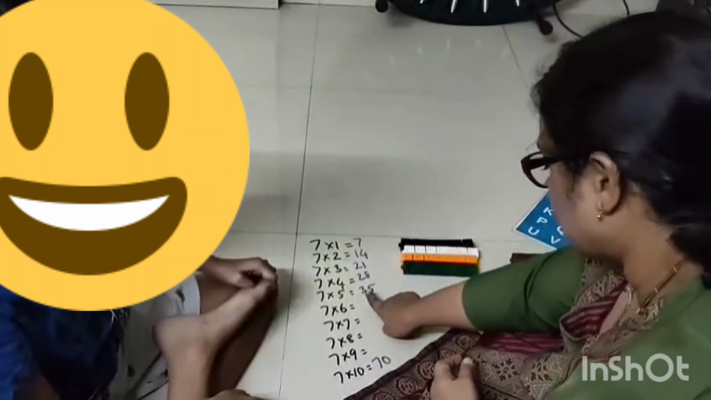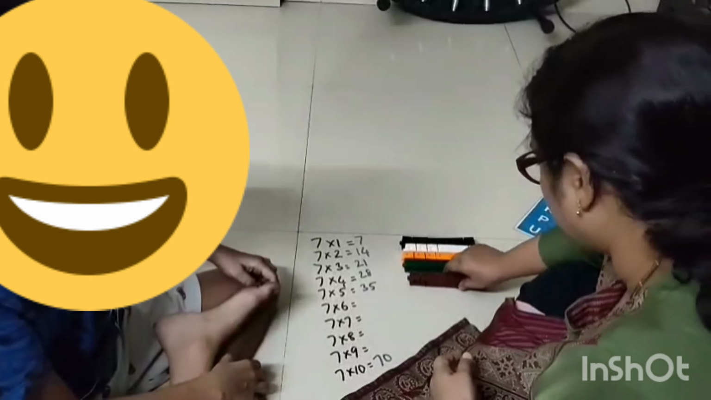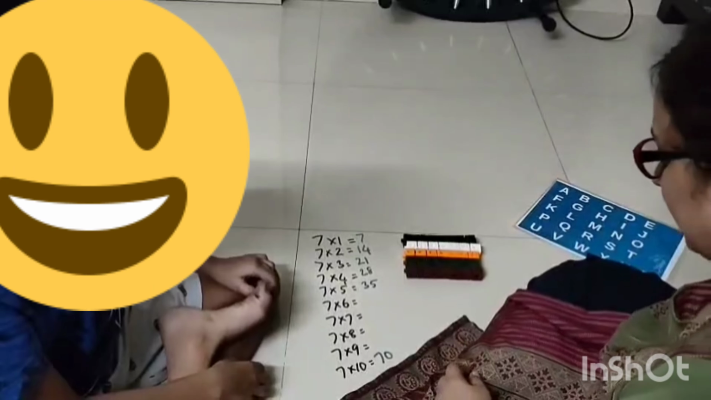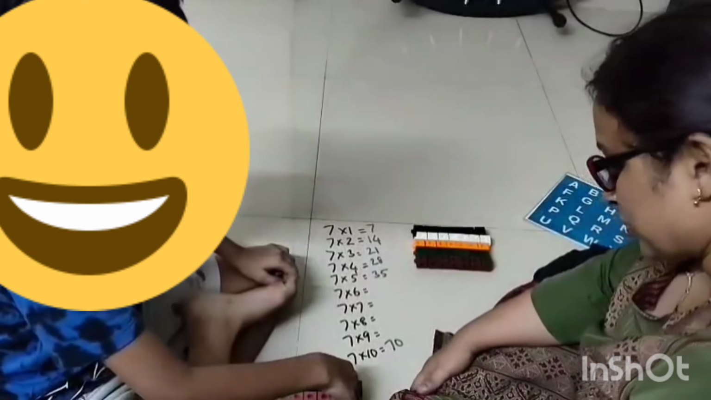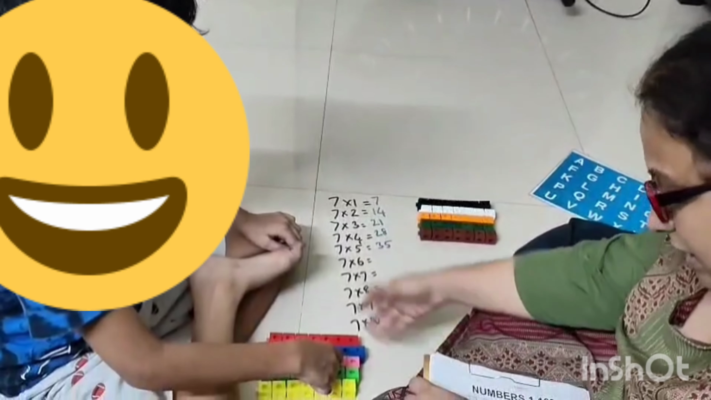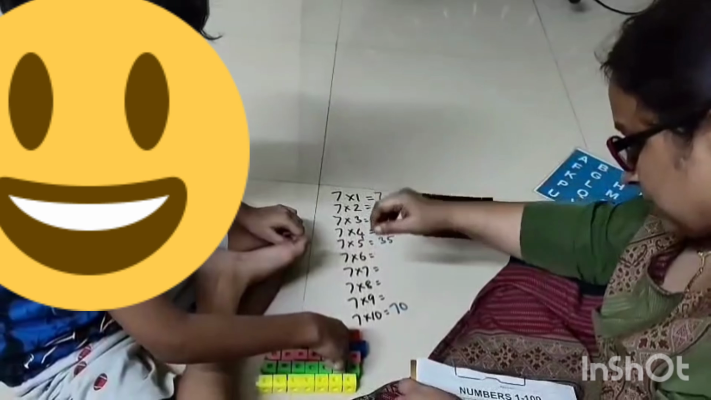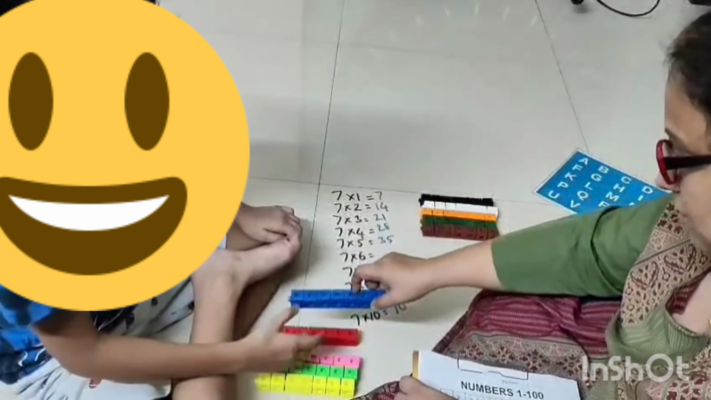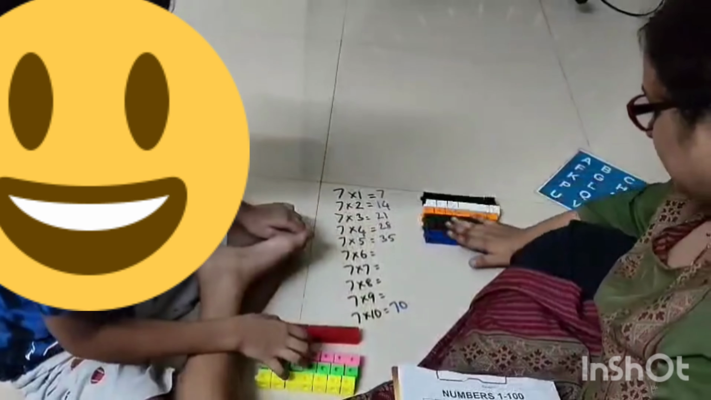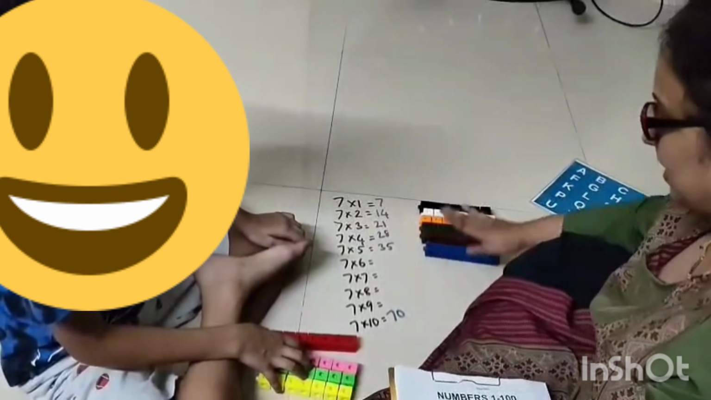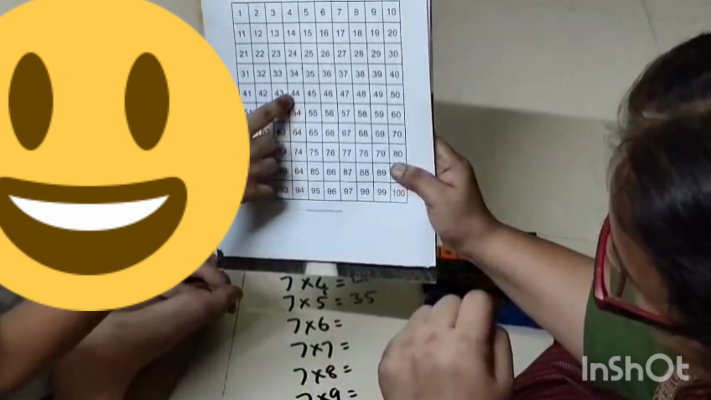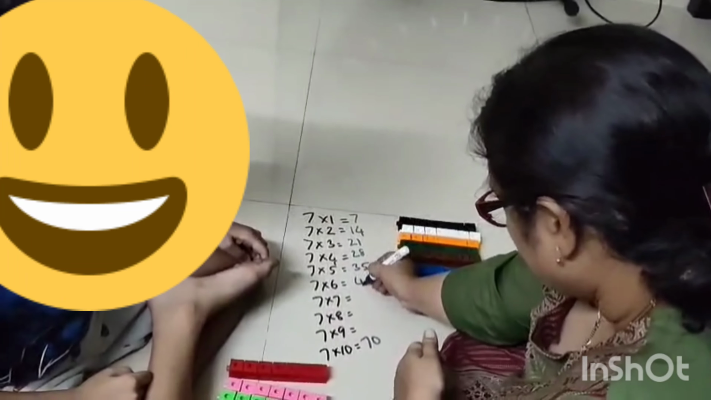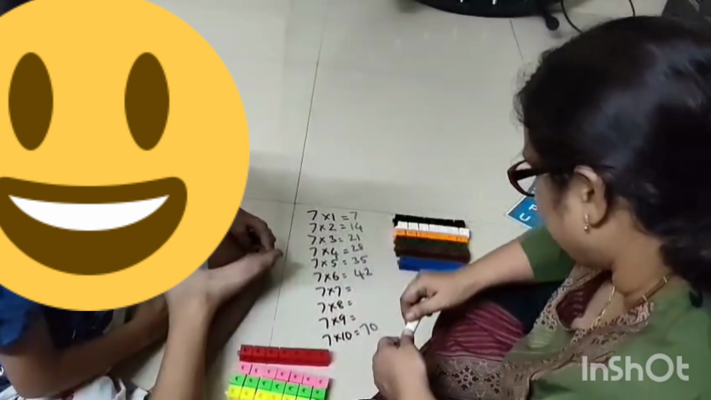Now 7 into 6. What can we do? We know 7 into 5 is 35. So let me put 7 into 5. 35. So how much more will you add to make 7 into 6 to this? How much more will you add? You can take any color. Okay, you want that one? Okay. So we added 7 into 5 plus 7 more. So we have 35 here and we added 7 more. So what will you get? 42. Yes.